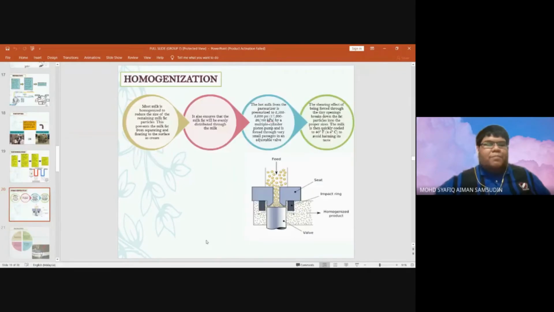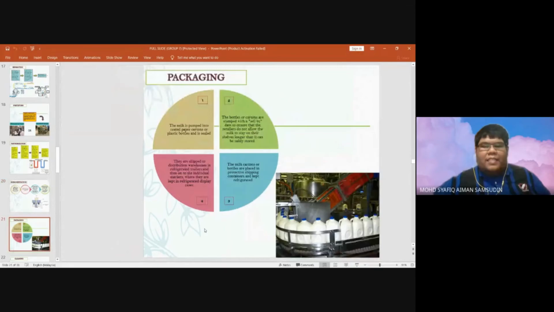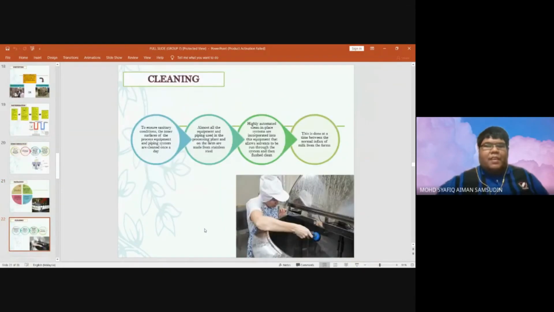to a safe level. Next, we go to the homogenization, where milk is homogenized to reduce the size of the milk fat and to distribute the milk fat evenly through the milk. Next, we go to the packaging, where the milk is packaged into the desired container.